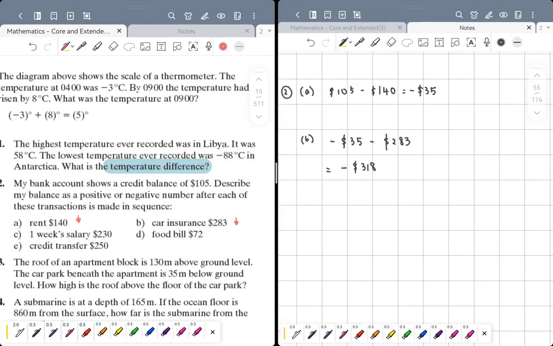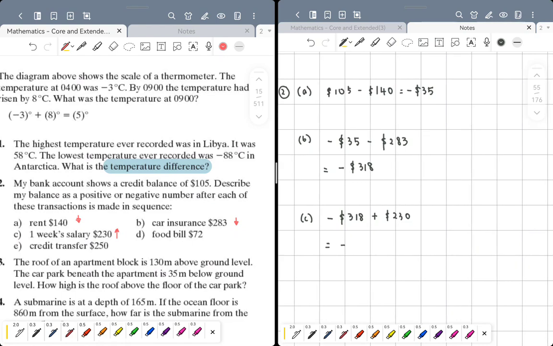And for C, when you get your 1 week salary, your money increases. So you're going to do addition. Remember the negative 318 plus 230. So you're actually doing 318 minus 230 with the negative sign, negative 88.